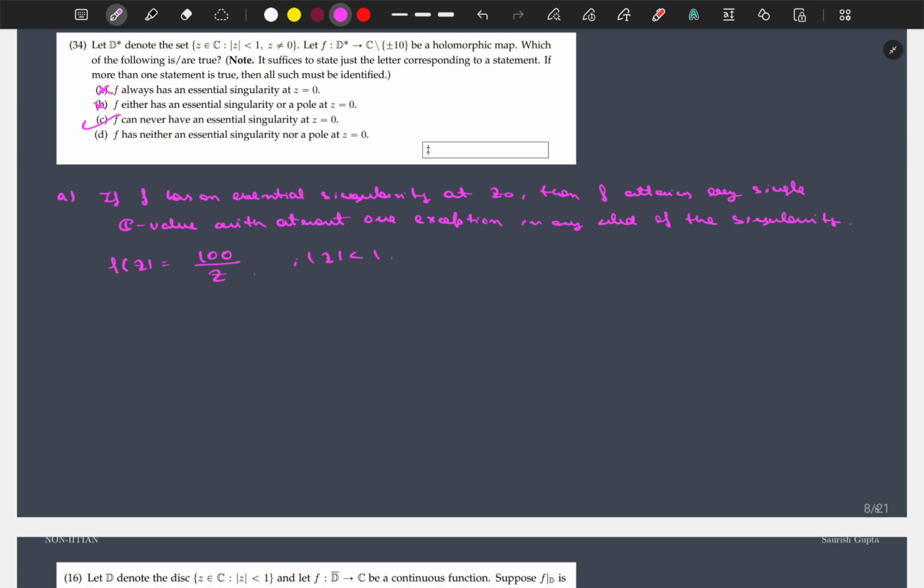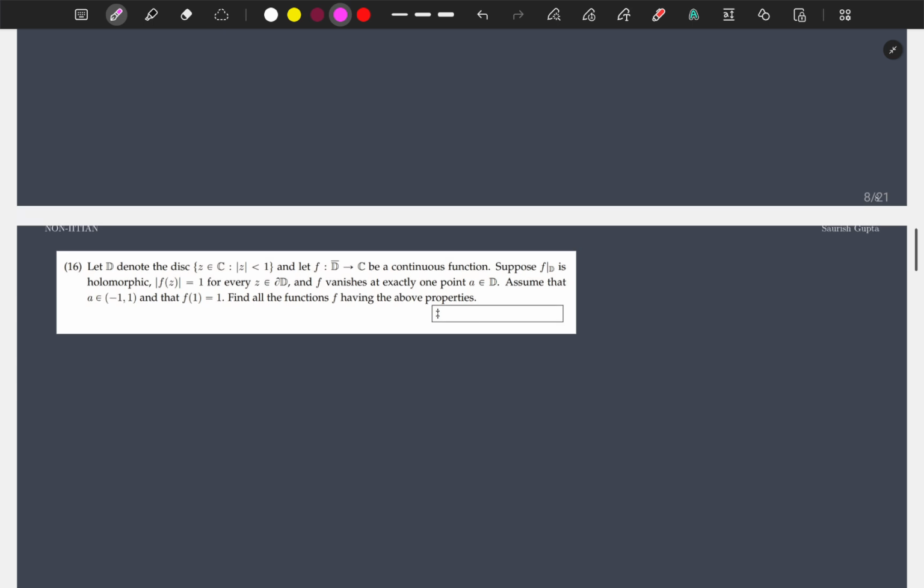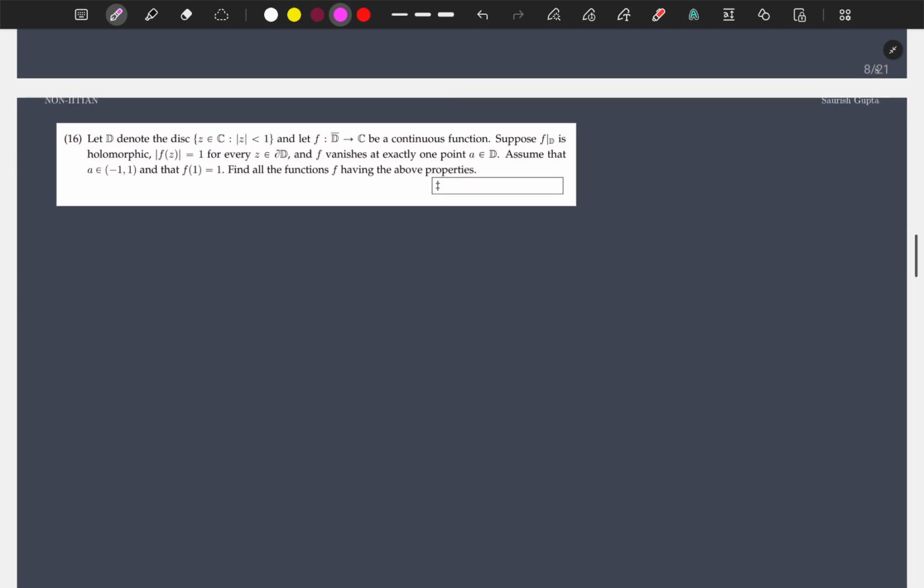You can search for a function yourself as well, it won't cost, but conceptually what we can find is that it cannot have an essential singularity there. It can also have a removable singularity there as well. You can just choose f to be identically 0. So a, b and d are wrong. So let us move on to the next question.